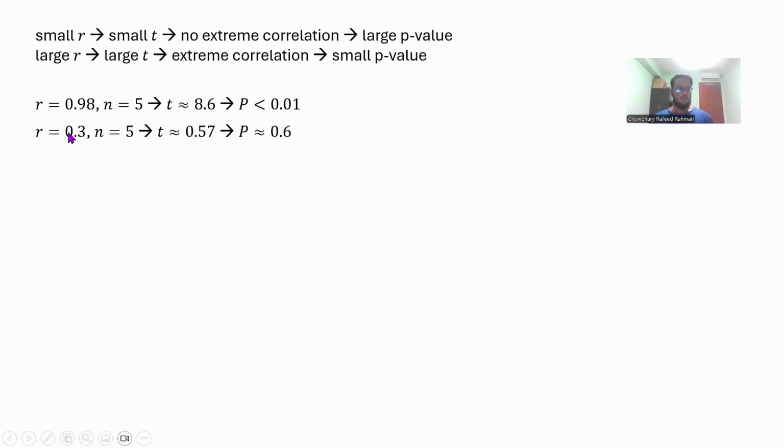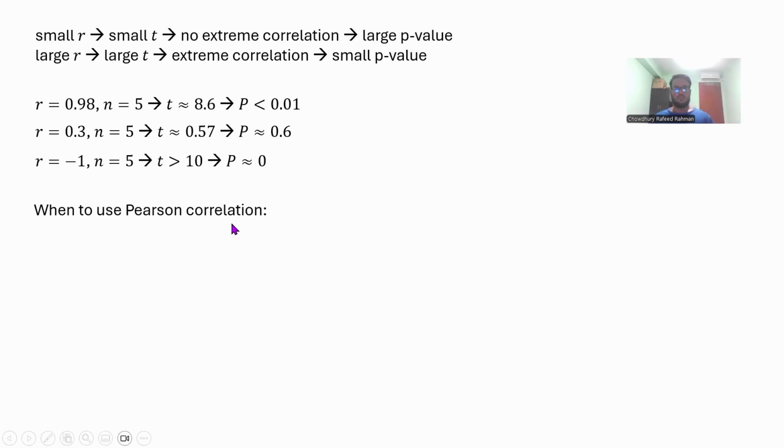Again, for the second case, we have r equal to 0.3. In that case, t is approximately 0.57, and for that, p is around 0.6. Since 0.6 is bigger than 0.05, this is not statistically significant. For the last negative correlation case, the correlation is perfect. That is why the t value will be very large, and so the p value will be very small, almost zero.